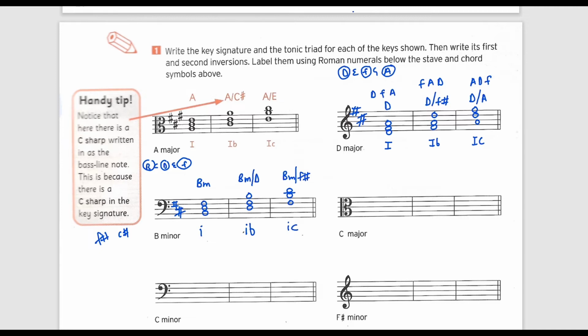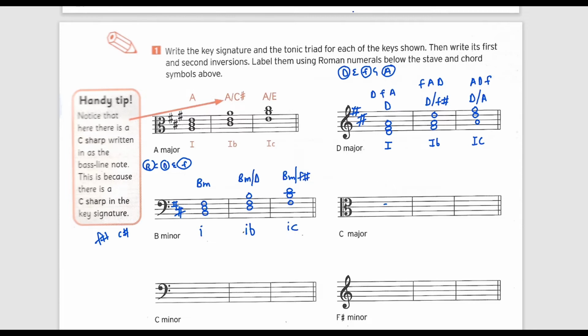Let's move to the next one. This is our C major. C major, you know, has no key signature. So we start from C. This is one C here. Let's take the bottom one: if this is C, B, A, G, F, E. Let's take it from this C only.